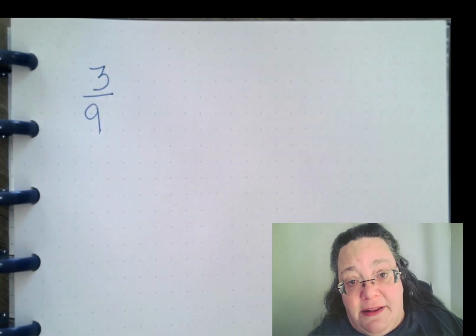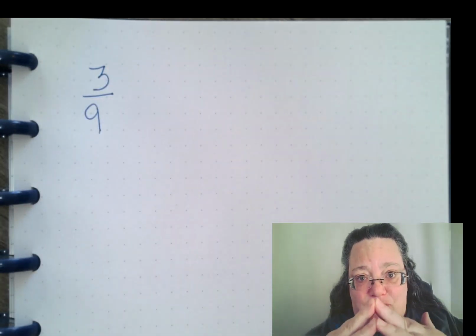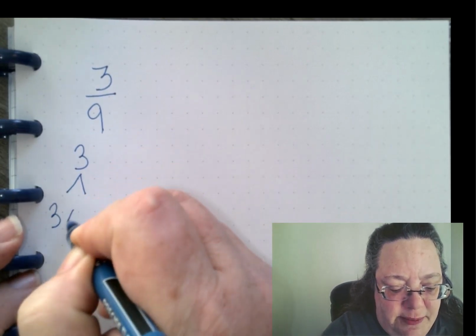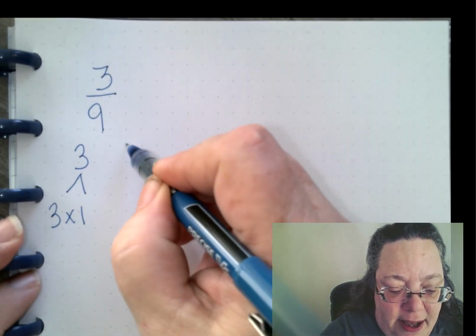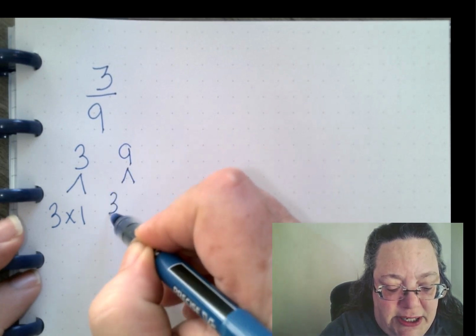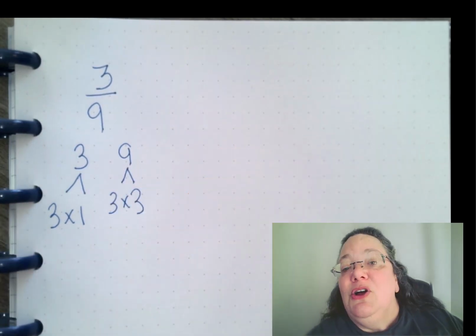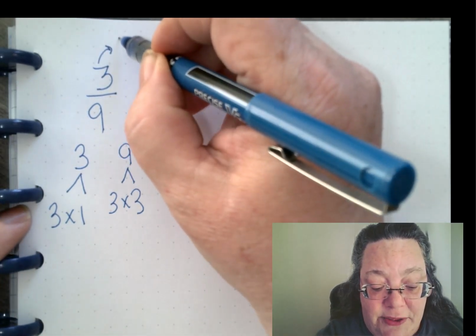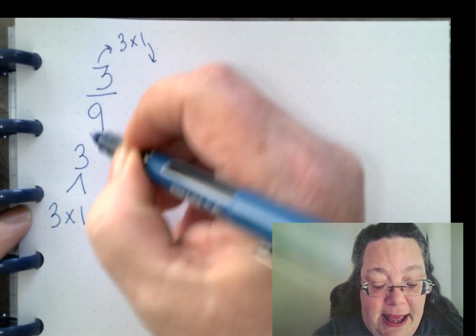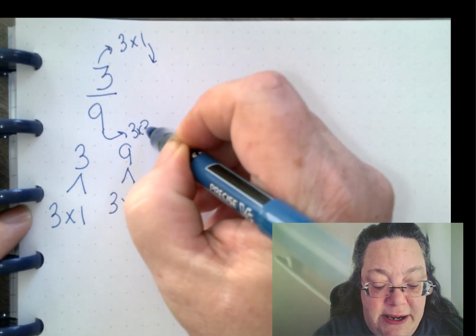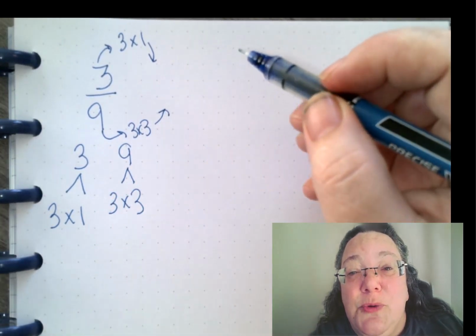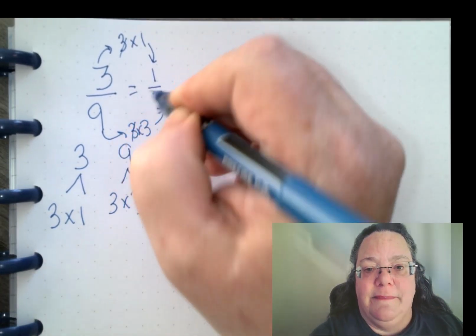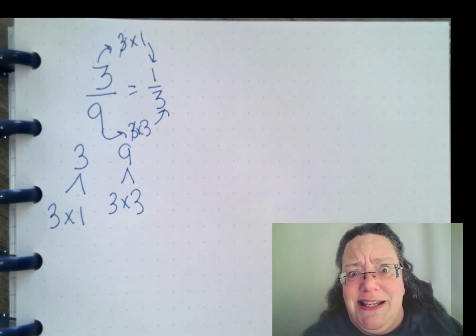Now the first thing that I like to do is do like a factor tree. So 3 is the same thing as 3 times 1. And 9 is the same thing as 3 times 3. Cool. We have a matching number. So what we're going to do is we're going to say 3 times 1, and then 3 times 3. And guess what? The 3's reduce. Yeah, they cancel. And we end up with 1/3. And that's it. That's about as hard as it gets.